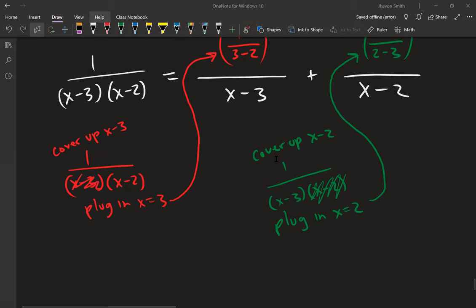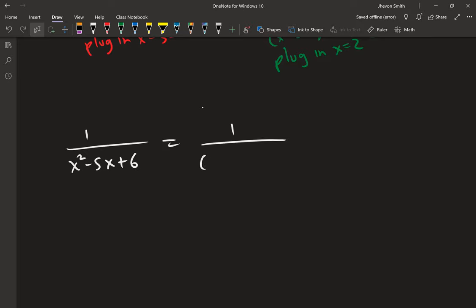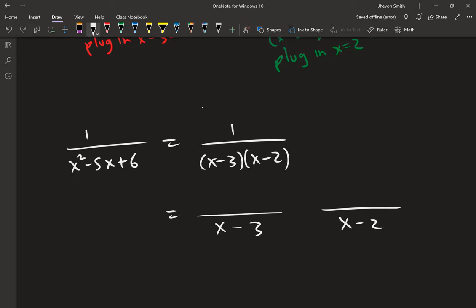So if I were to do this in one fell swoop, I have 1 over x squared minus 5x plus 6. I start by factoring. Oh, this is 1 over x minus 3, x minus 2. I know that this is going to break up into x minus 3, x minus 2. And then I'm like, oh, I have non-repeating linear factors. Therefore, I can just cover up, and I'm literally covering up the x minus 3 with my finger on the screen right now. You guys can do it as well. Cover up the x minus 3 with your finger, plug in x equals 3. I would get 1 over 3 minus 2, which is 1. Then I move over here, cover up the x minus 2 with your finger, plug in x equals 2, and you would get minus 1. And that's the partial fractions.